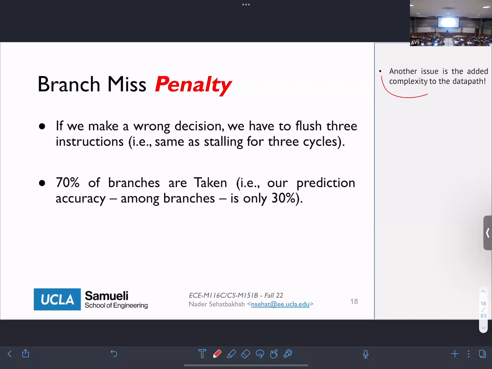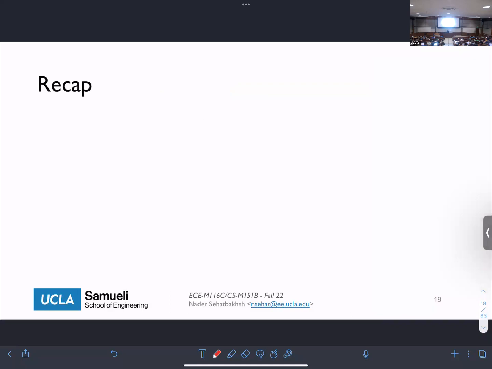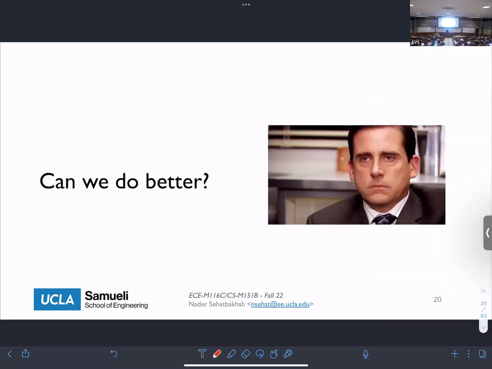But again, as I said, the complexity that we are adding to the data path is something that we need to consider too. Okay. So far so good. We are talking about not taken, and we talked about what will happen if we do taken. But let's now talk about what we can do instead of doing not taken. Can we do better than not taken or not?